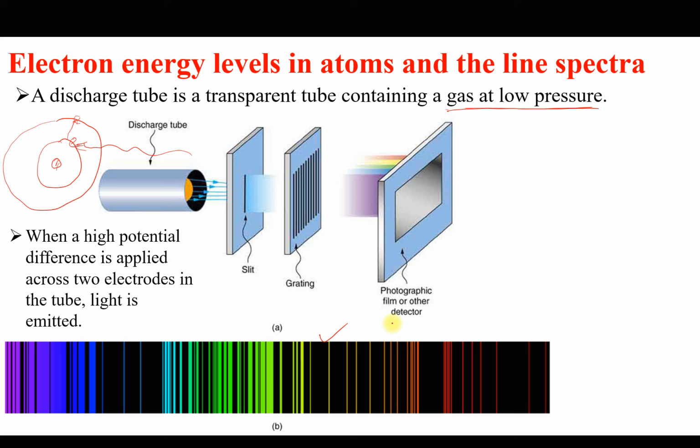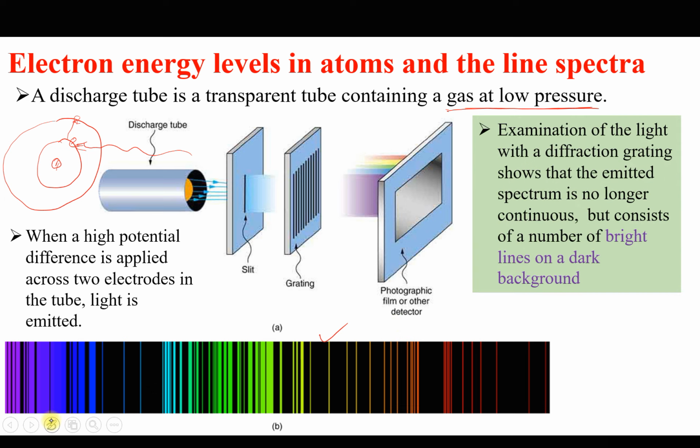So, examination of the light with a diffraction grating shows that the emitted spectrum is no longer continuous. Note now the difference between a continuous spectrum and a non-continuous spectrum. So this spectrum now has bright lines on a darker background. Bright lines on a dark background.